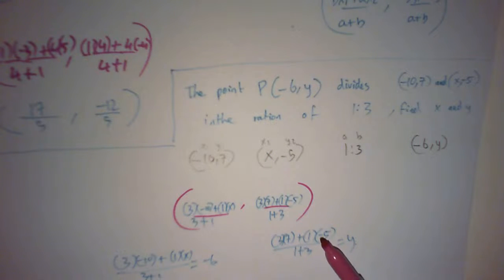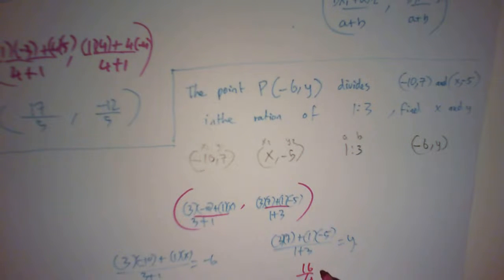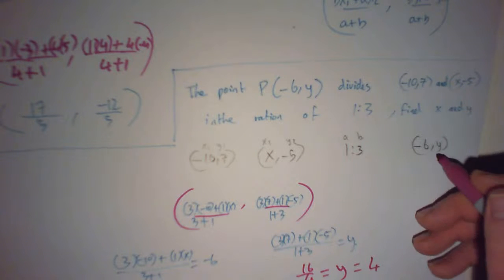21 minus 5 is 16. 16 over 4, I'll check that again. 21 minus 5 is 16. 16 over 4 is equal to y. That means y is equal to 4.